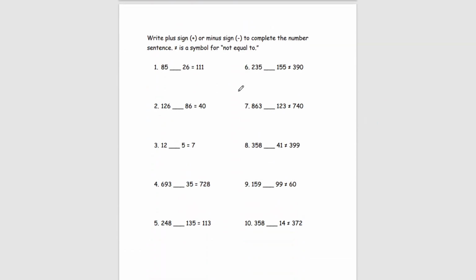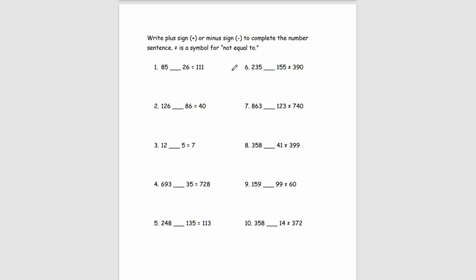Moving on to the next page, we're going to be writing the plus sign or the minus sign to complete the number sentence. This symbol right here is a symbol for not equal to. So for number 1, we have 85 blank 26 equals 111.